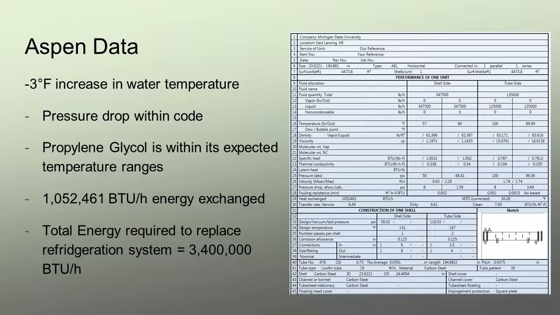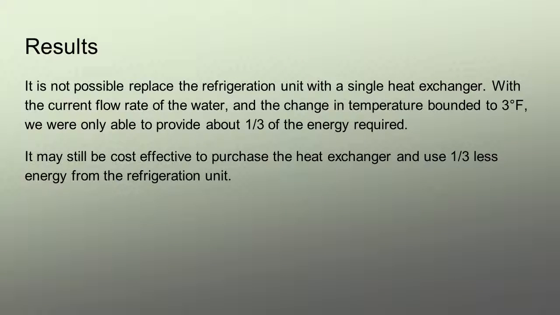In the image on the right is the data from the Aspen software. There is only a 3 degree Fahrenheit increase in the water temperature. The pressure drop is within standards. The propylene glycol is within its expected temperature ranges. And there is 1,052,461 BTUs per hour energy exchanged.